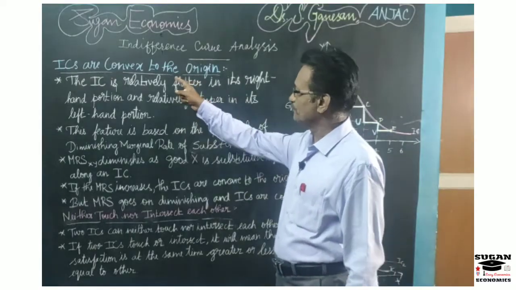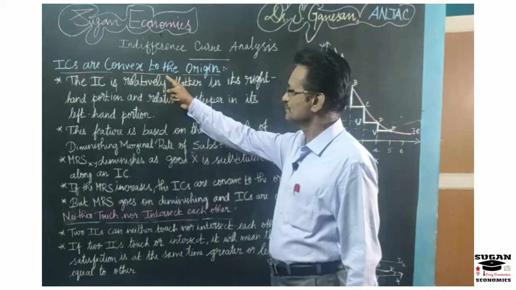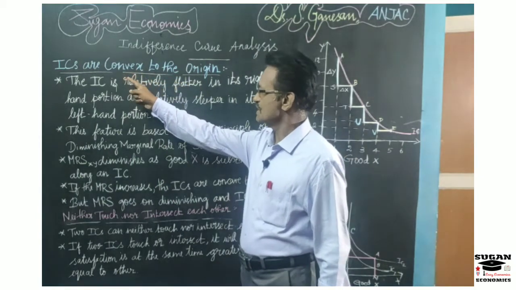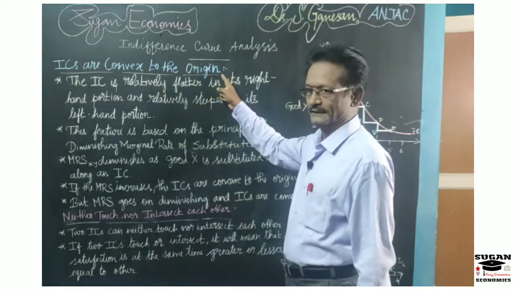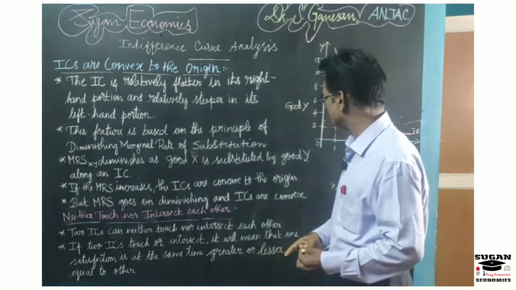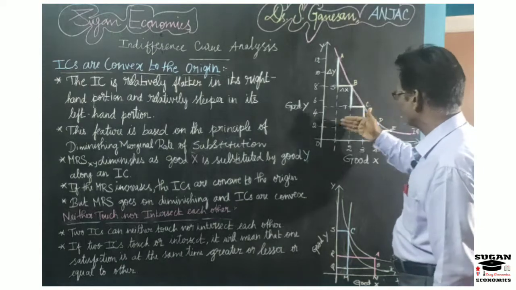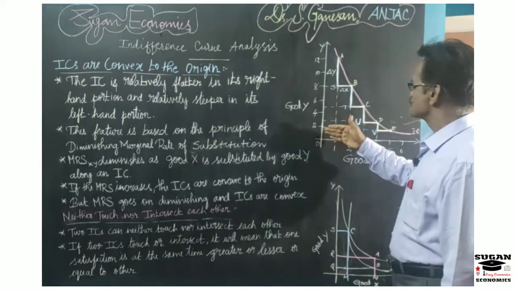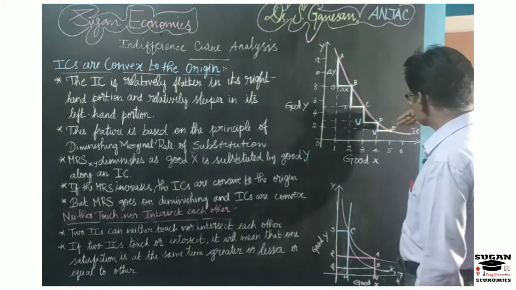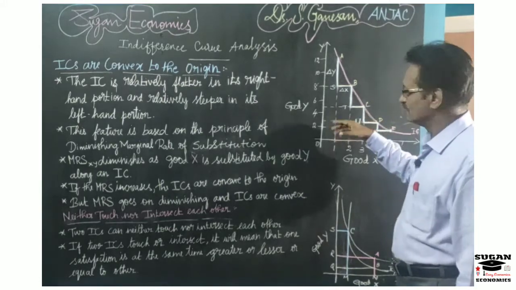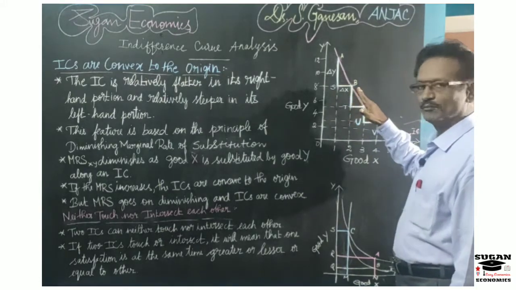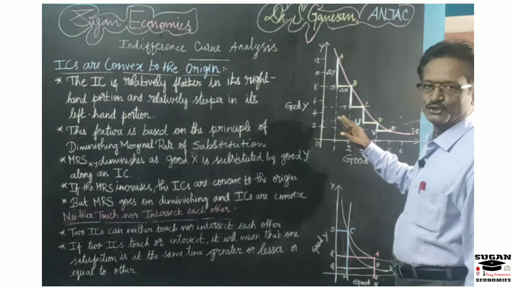Here the second property of indifference curve is that indifference curves are convex to the origin. You can take our diagram. The indifference curves are convex to the origin. So why are the indifference curves convex to the origin? Because it is based on the principle of marginal rate of substitution.